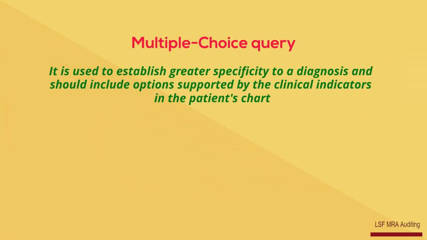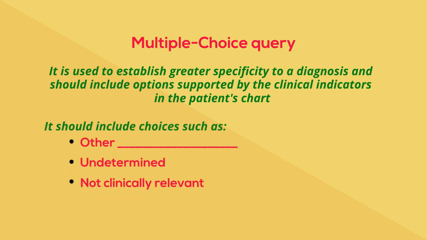Multiple choice query. It is used to establish greater specificity to a diagnosis and should include options supported by the clinical indicators in the patient's chart. It should include choices such as Other, to allow the provider to add free text to indicate a diagnosis; Undetermined, to allow the provider to state that, at this time, the answer is unknown; and Not clinically relevant, to allow the provider to express disagreement with the intent of the question. It is appropriate to also include new diagnosis as an option when supported by clinical indicators.